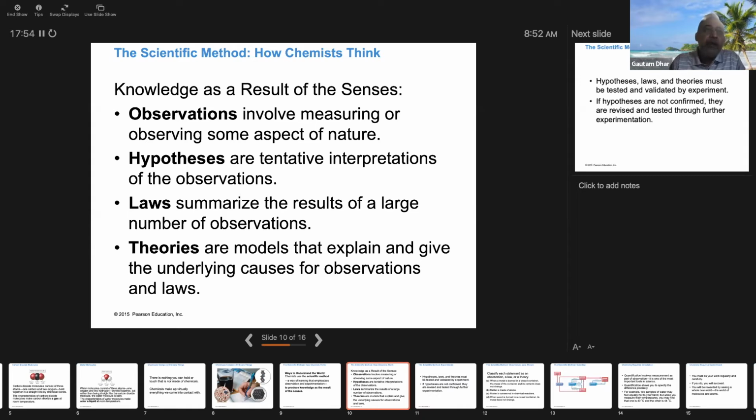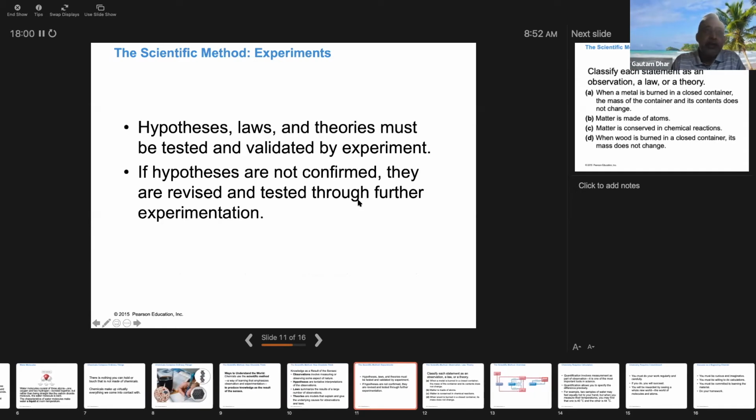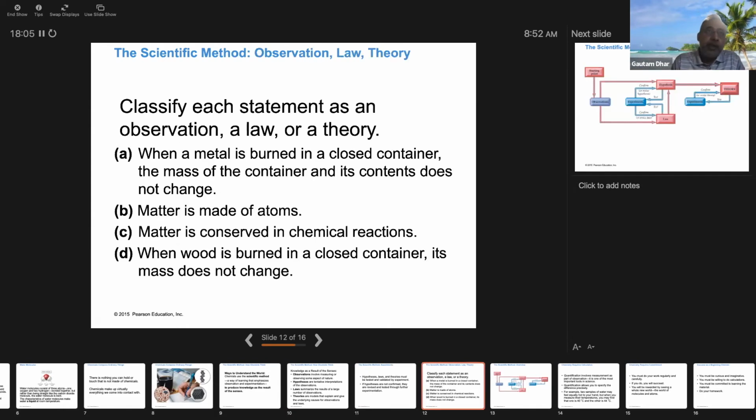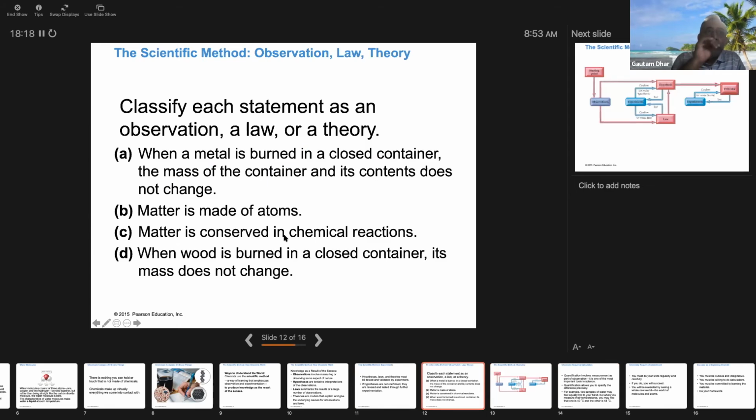Now all these hypotheses, laws, and theories are tested and validated by experiment, and this cycle is going on all the time. Even after thousands and thousands of years, you will see this cycle of testing, validating, and refining. So here is an example of the kind of question you might get. Classify each statement as an observation, a law, or a theory. When a metal is burned in a closed container, the mass of the container and its content does not change. A law is a summary of many different observations.